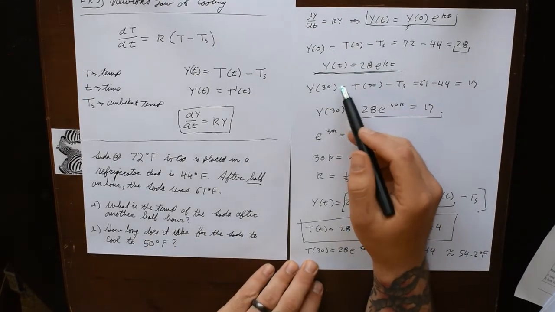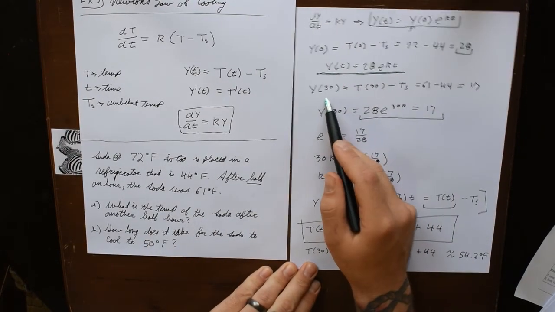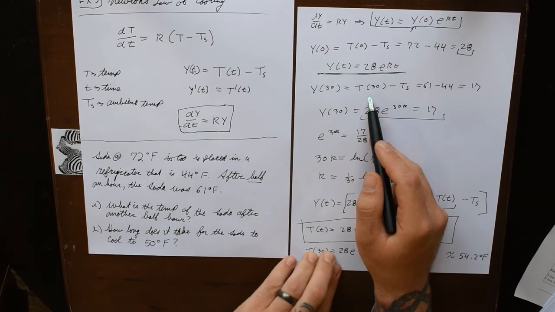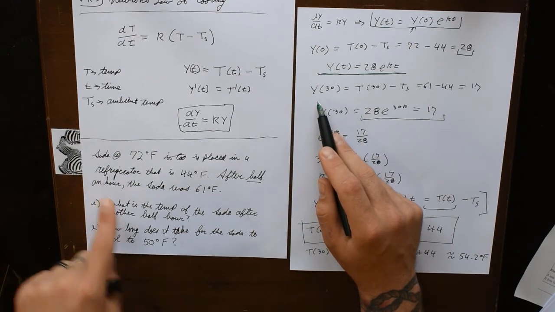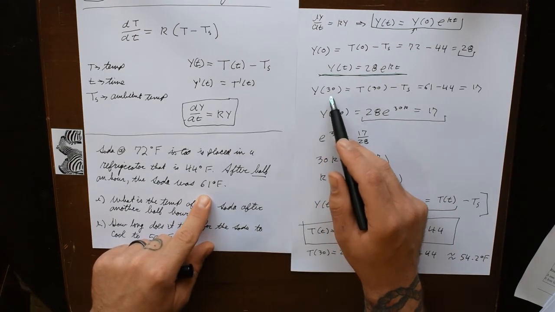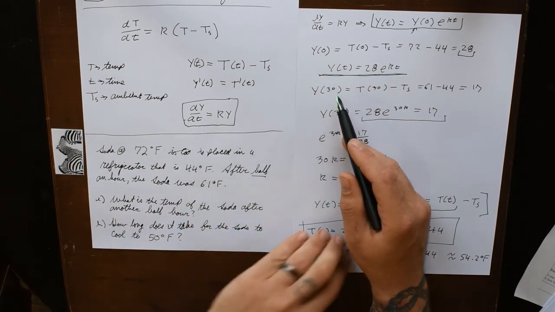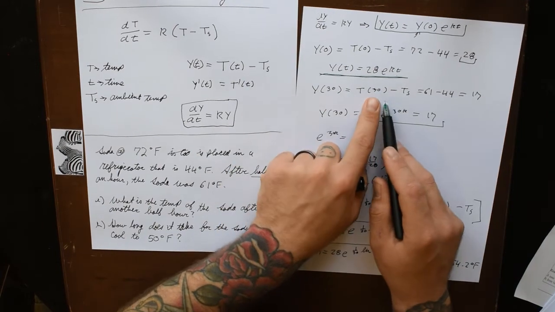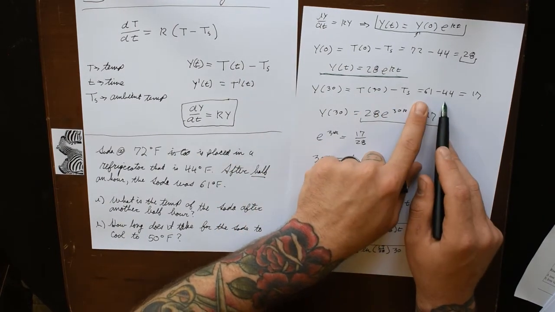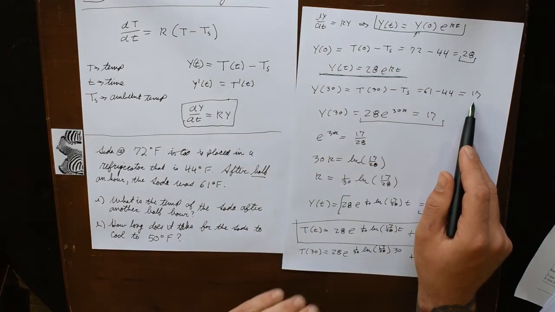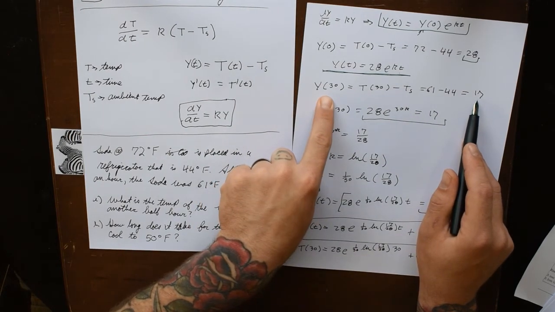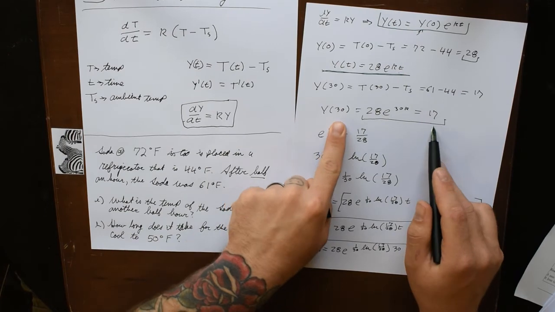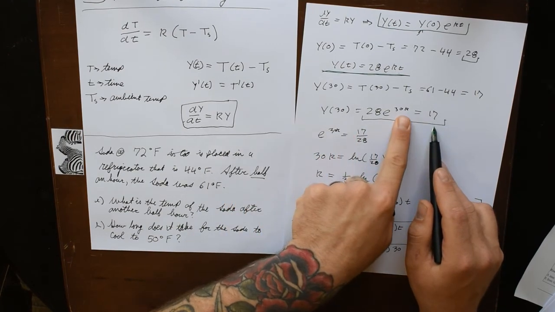Then we have to use that second piece of information. After a half hour, the soda was 61. So after 30 minutes, y of 30 is going to be T of 30 minus 44, which is 61 minus 44, which is 17. What that tells us is that y of 30 is equal to 17. We can use that information to solve for k.